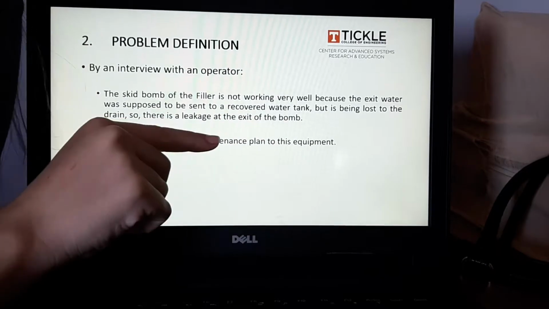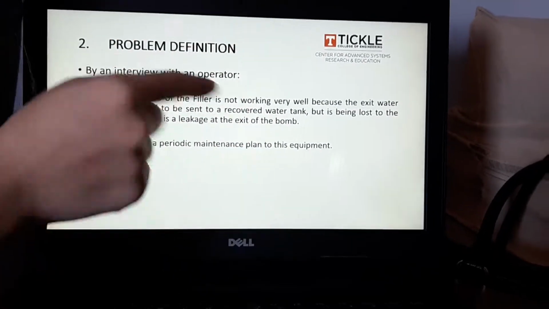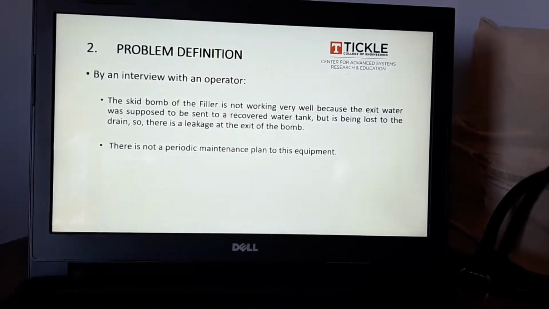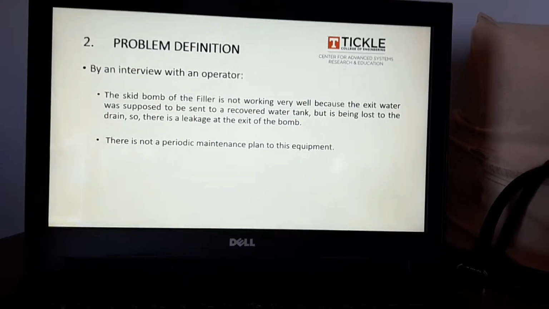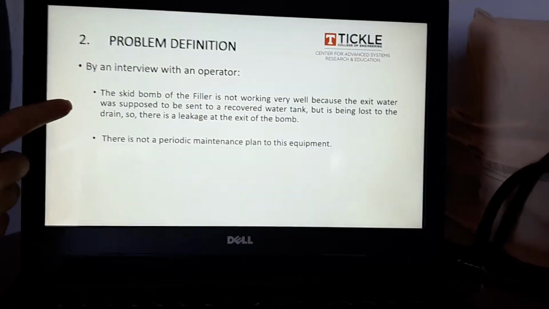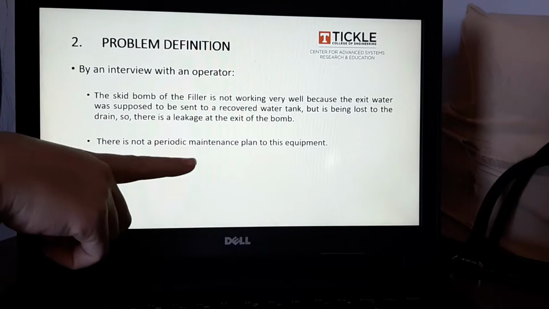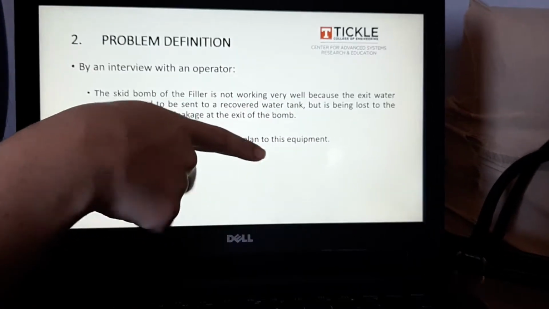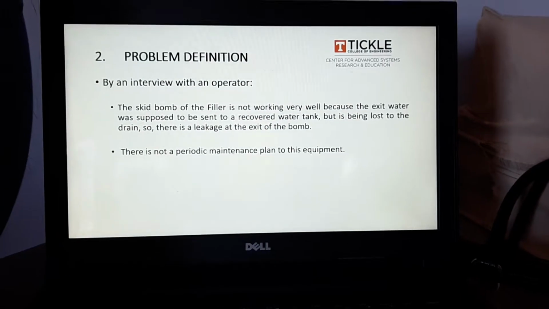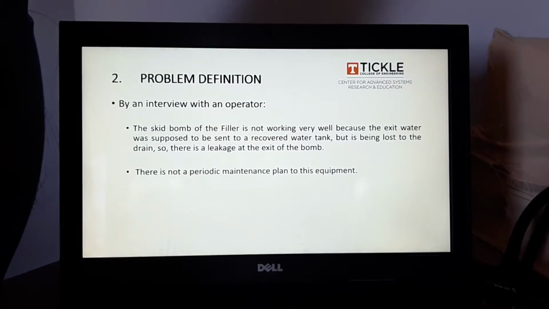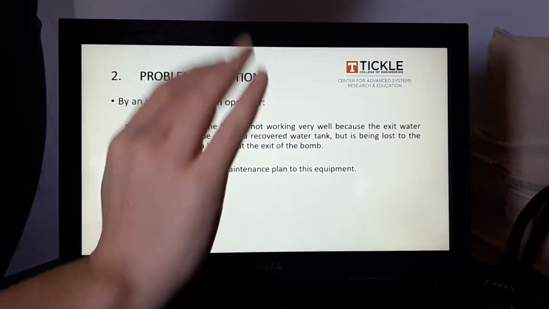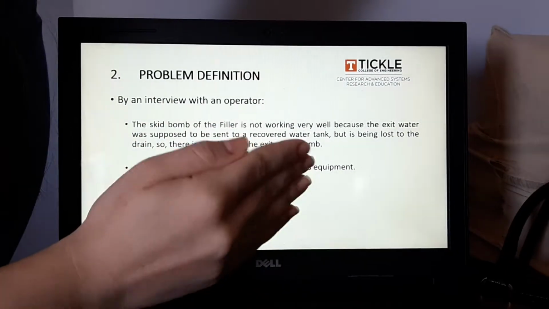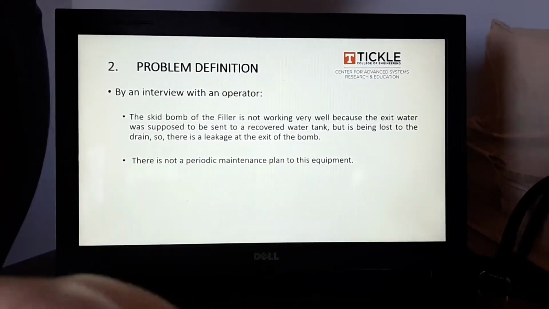And there is a leakage at the exit of the bomb because of this. So it's not working very well, okay? And for this problem, we don't have a periodic maintenance plan for this equipment. So it's like they don't give much attention to this. They think it's normal because they don't follow a plan, because it doesn't exist, okay?